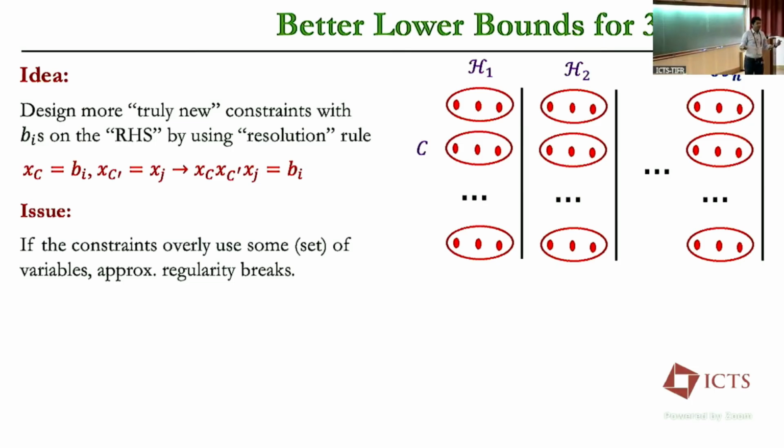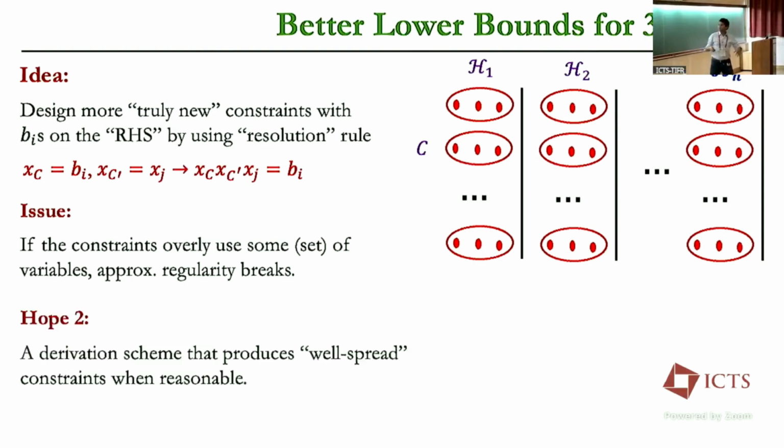Roughly speaking, if I overly use some variables, then you can show that the degrees will start becoming lopsided. So I have to not only find a derivation scheme where m_i is large, but I also have to make sure that the new constraints I'm getting are well spread. They don't overly favor a single variable. It seems sensible. They cannot be literally a matching, but they should be matching-like. So these are our two choices.